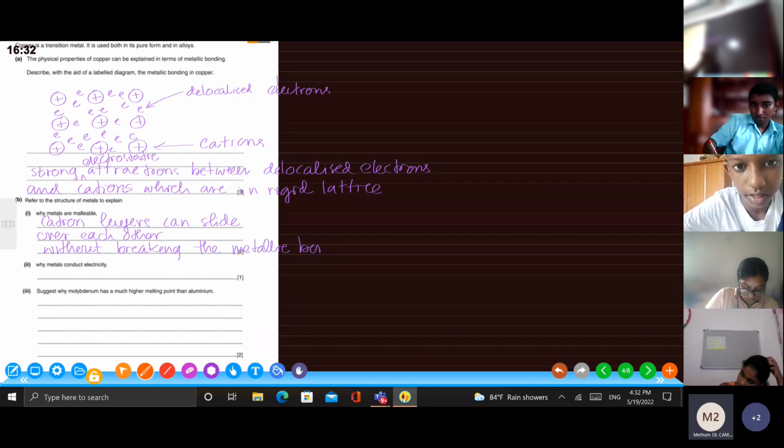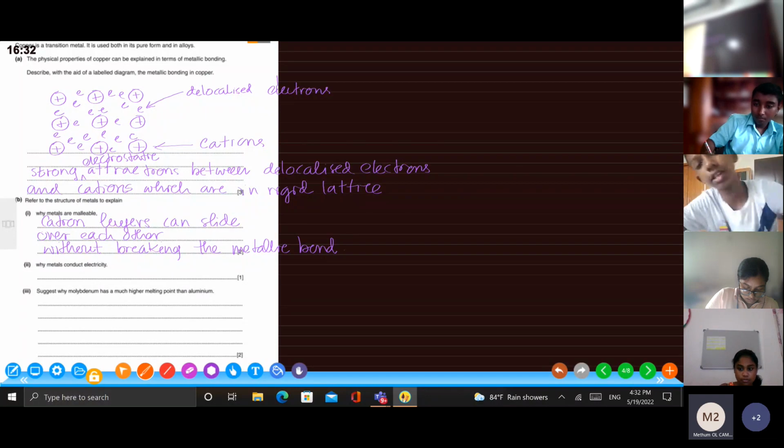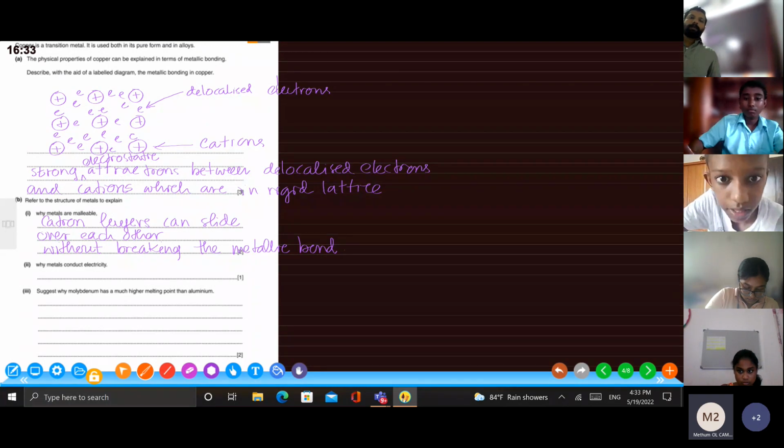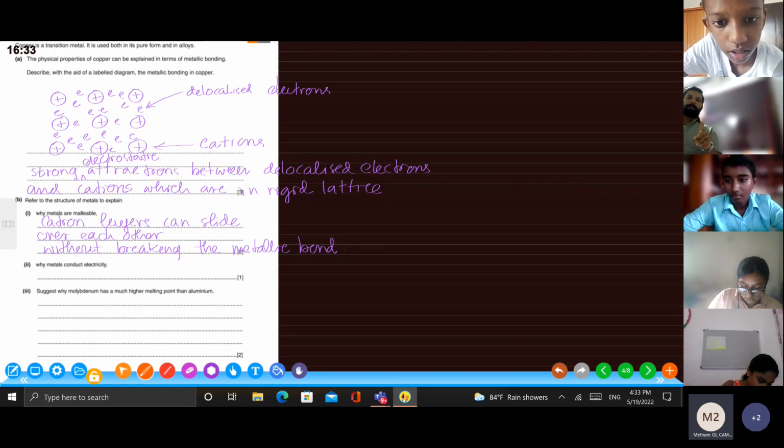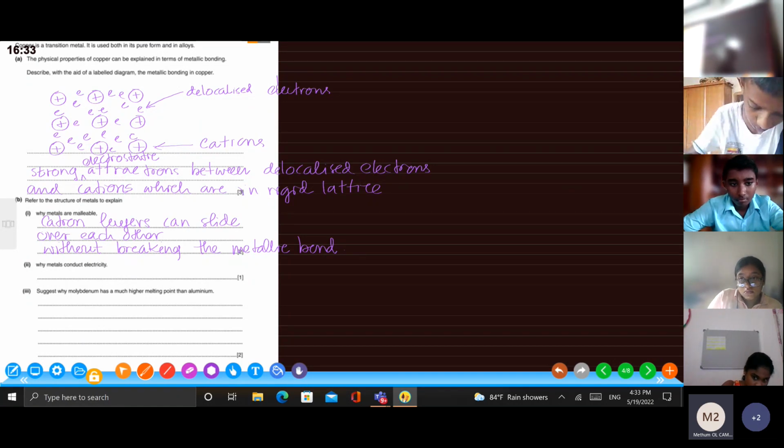So if he didn't write the "without breaking metallic bond" part, is it wrong? You get 1 mark. Without breaking metallic bonds, 1 mark.